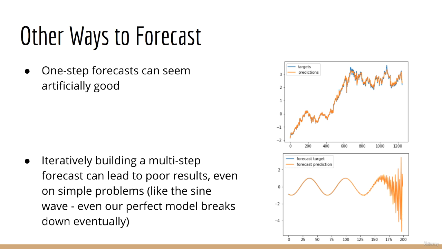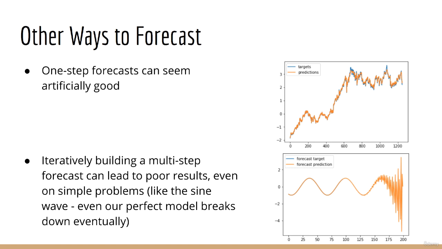In this lecture, I want to discuss some other ways you might generate multi-step forecasts. You may have noticed that the two forecasting methods we used in this section demonstrated some pretty extreme results. On one hand, we saw that one-step forecasts can seem artificially good, especially when all they do is just predict the last value or close to it.